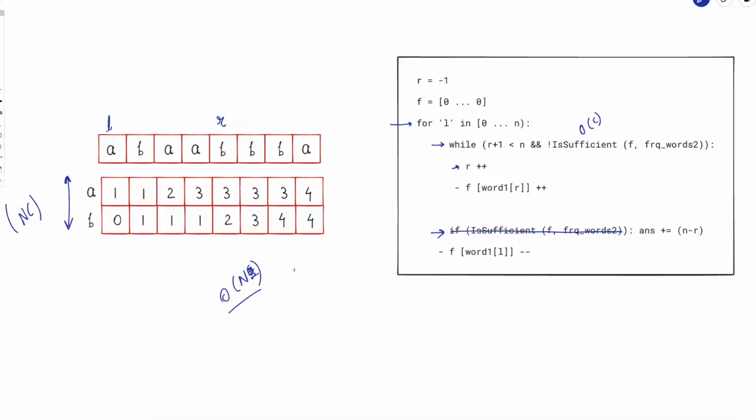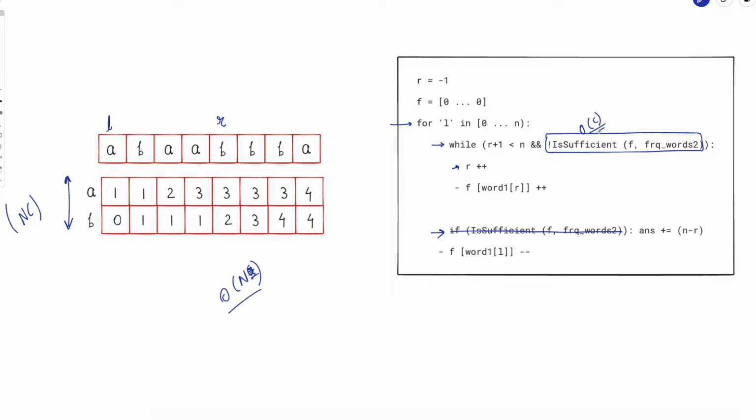So I would again encourage you to pause and try to think which part of this algorithm you can optimize and how. So hope you thought about it. The only thing that you can optimize here now is this IsSufficient function. This is the only part which is taking order C time here, because we have discussed that this IsSufficient is something we can easily remove. So this order C is what we are after.